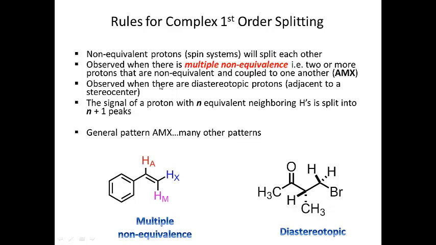You also observe complex splitting when you have diastereotopic protons. These are considered diastereotopic here, and the reason is because they're adjacent to a chiral center.